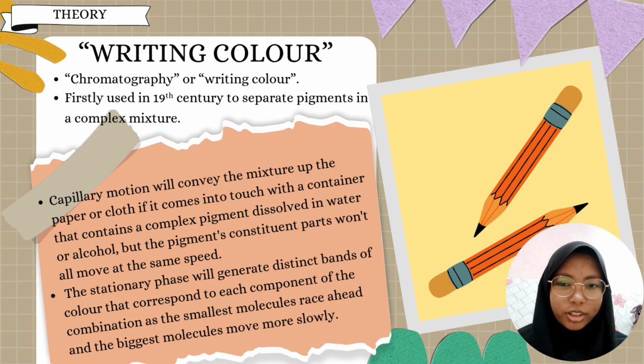So how does it work? Capillary motion will convey the mixture up the paper or cloth if it comes into touch with a container that contains a complex pigment dissolved in water or alcohol. But the pigment's constituent parts won't all move at the same speed, so it has something to do with the speed of each molecule in the mixture. So the stationary phase will generate distinct bands of color that correspond to each component of the combination, as the smallest molecules race ahead and the biggest molecules move more slowly.